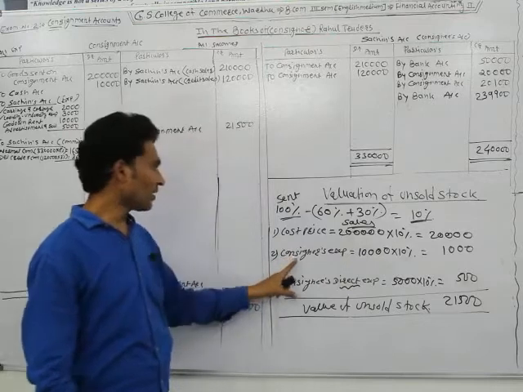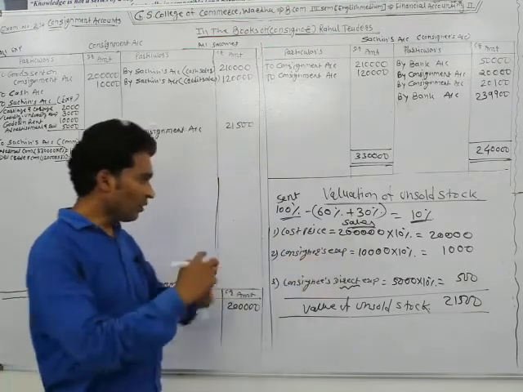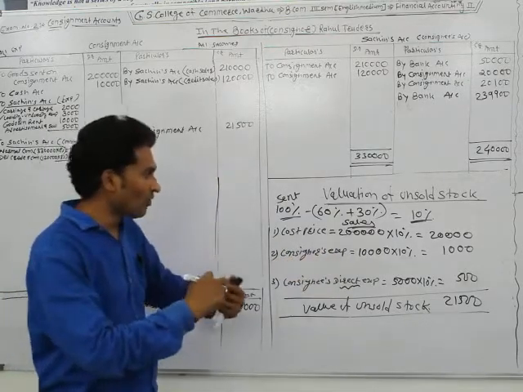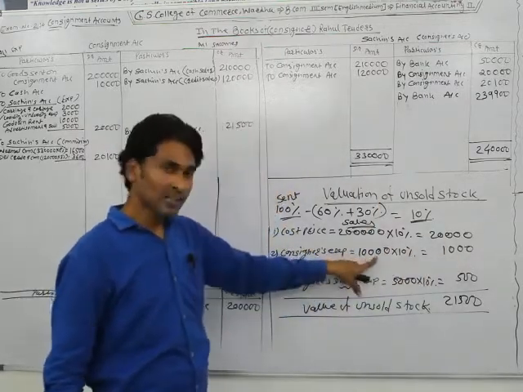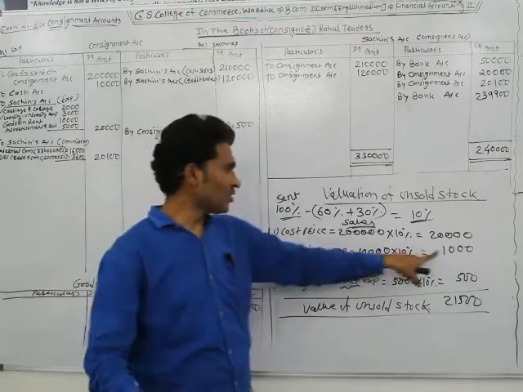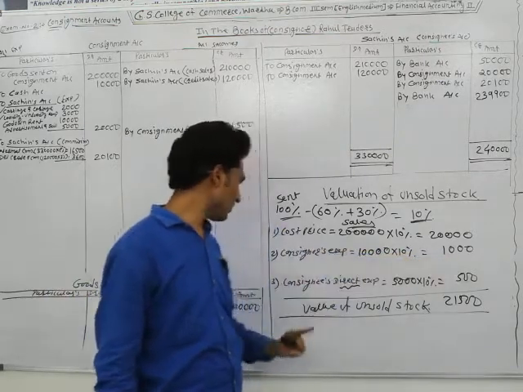We also need to add the consignor's expenses. Find the proportionate amount for the unsold goods. He had paid rupees 10,000 for all stock. It means rupees 1,000 for 10%.